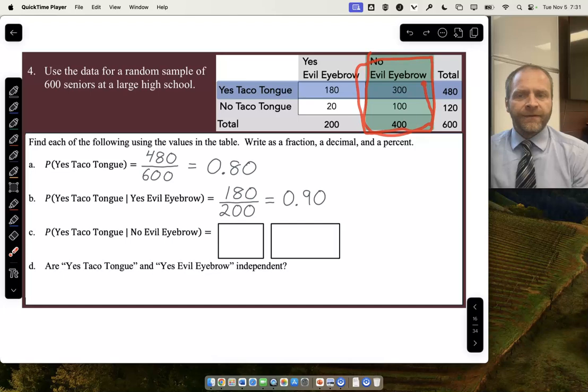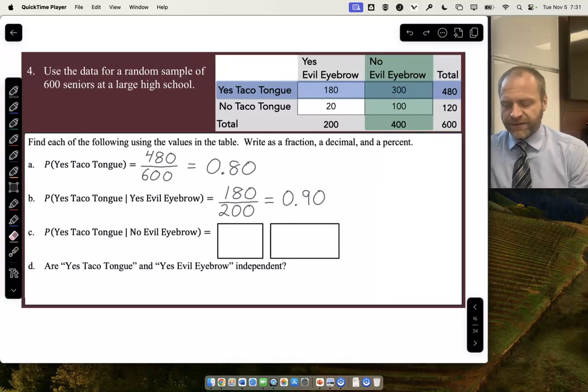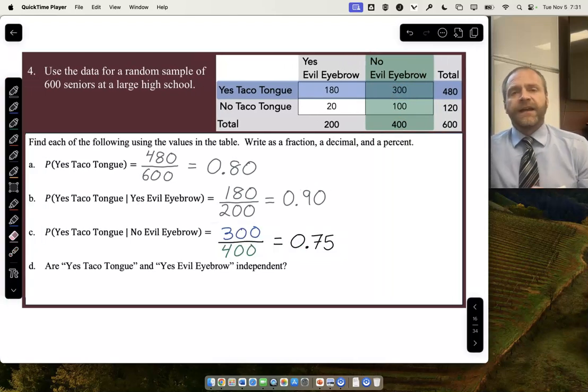What is the probability that they can talk or tongue? Well, that's 300 out of that 400. So I'm thinking it's going to be 0.75. And so we're looking at that 75%. So notice someone's ability to, yes, talk or tongue, just yes, talk or tongue, was 90%. But as soon as a condition was put into play, given that they can, yes, evil eyebrow, can they, yes, talk or tongue, change the probability?